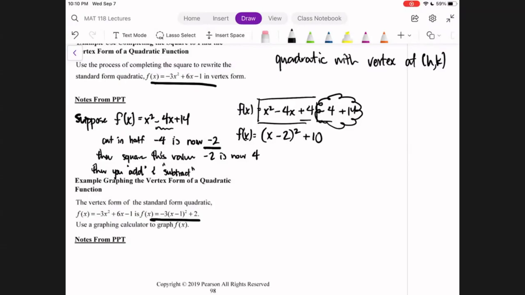Okay. So what this says here, if I take this equation, I'll show you what I mean. I can graph this, right? So let's graph it. So I'm going to graph the original one.